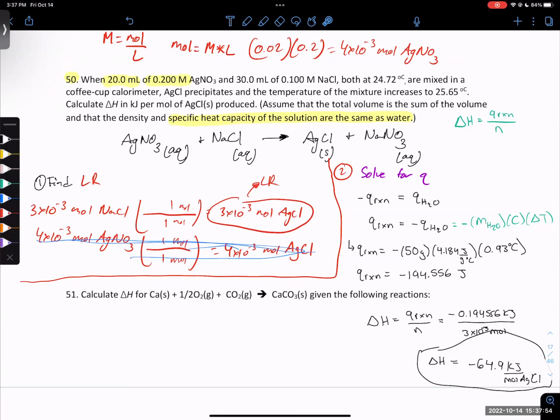Next thing, after finding the limiting reactant, we need to find the heat associated with this reaction, right? So we did that by indirectly finding the heat gained by the water right here. And we added the negative side to the other side. So we solved for Q reaction, right? And that tells us how much heat was lost by the reaction. We use the heat gained by the water indirectly to find how much heat was lost by the reaction, right? That makes sense.